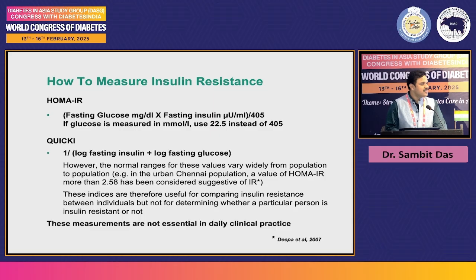However, for the normal ranges, we cannot tell that this much HOMA-IR is normal or this much is abnormal, but it is widely used from population to population. So for example, in the CUPS study by Dr. Mohan et al, a HOMA-IR of more than 2.58 was considered suggestive of insulin resistance. These indices are therefore useful for comparing insulin resistance between individuals, but not for determining whether a particular person is insulin resistant or not. So HOMA-IR and QUICKI are not very commonly used in clinical practice. It's mostly the clinical symptoms and signs which are important.